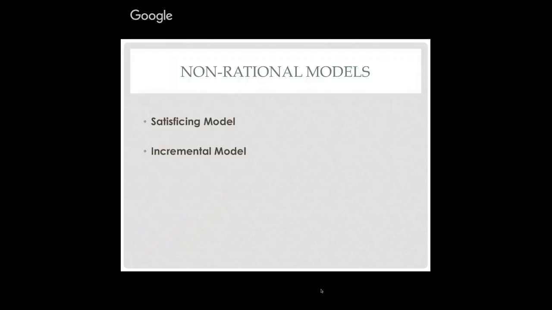The incremental model says people don't really make decisions till they're forced to, so they'll take small, short-term steps to alleviate a problem till they're forced to do something radical about it. But none of these models really take into consideration the true perspective of what's happening when people make decisions. We are not walking through steps.